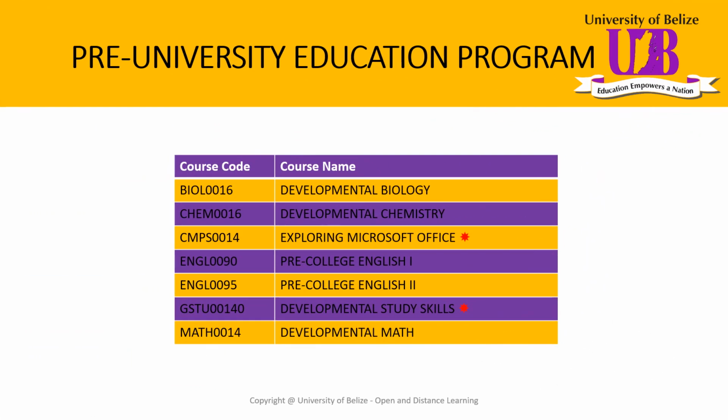The pre-university education program consists of 7 courses, of which 2 courses, Exploring Microsoft Office and Developmental Study Skills, are mandatory courses for you to take.